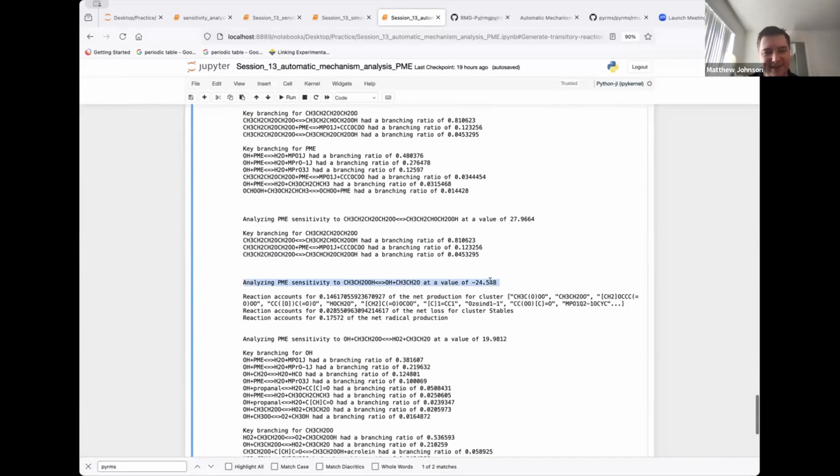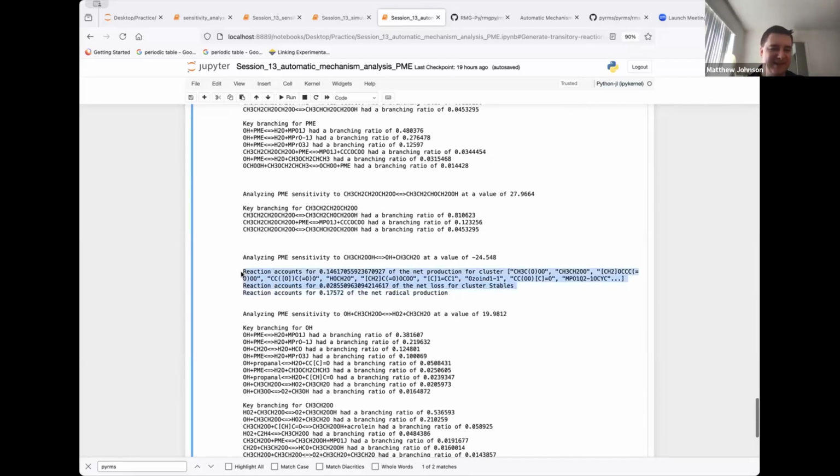And then it'll also find these ones. As you can see, this is breaking this OH bond and making two radicals, which makes a net radical production function. And if you look at it here, it's accounting for 17% of net radical production, and that's why this reaction is important.